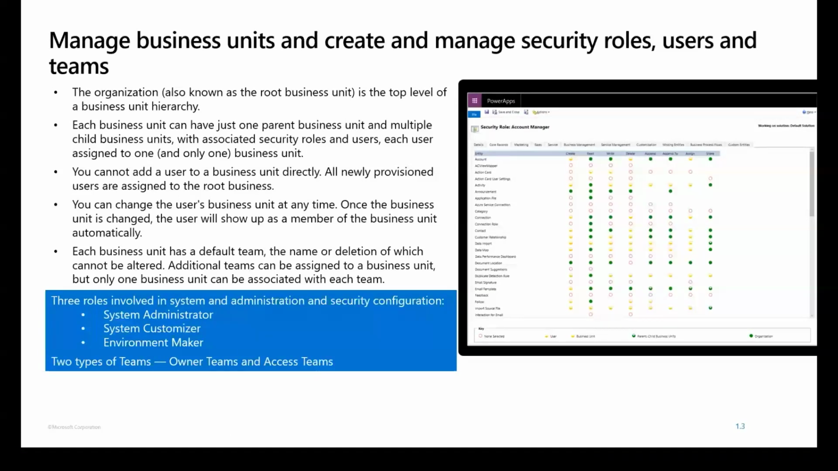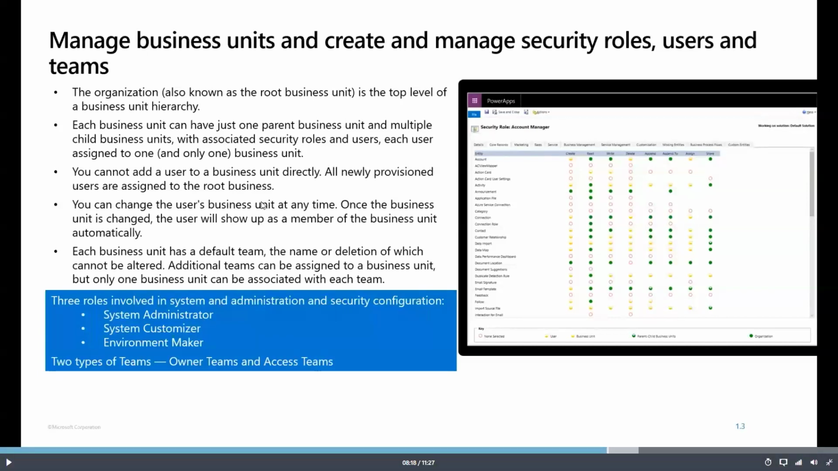privileges and conditions on each table. So they allow me to specify whether I can create records, whether I can read records. And actually the scope of it: is it just my own records, or all records, or records within my business?